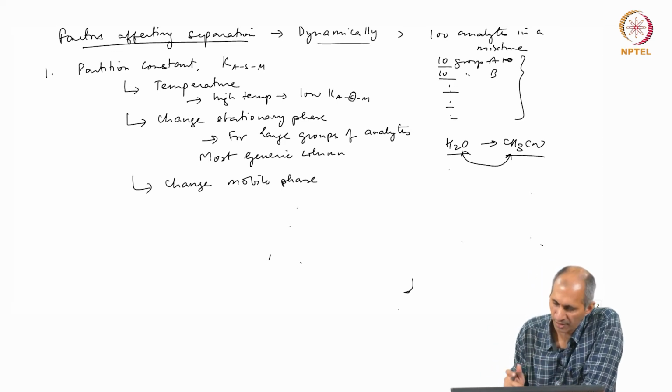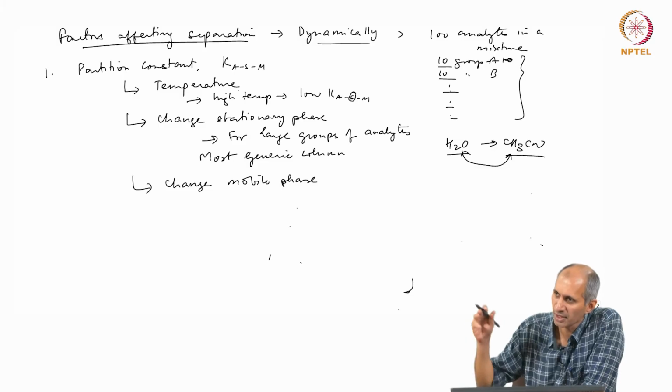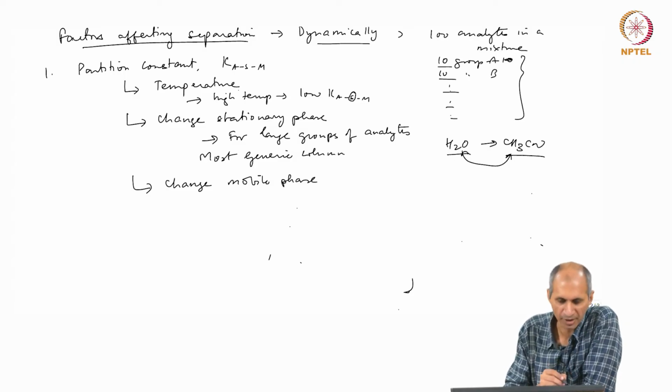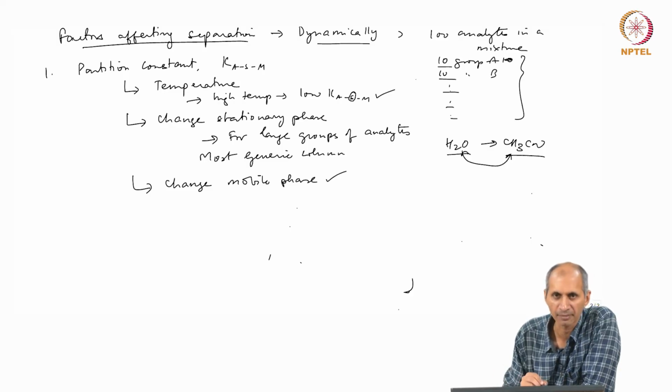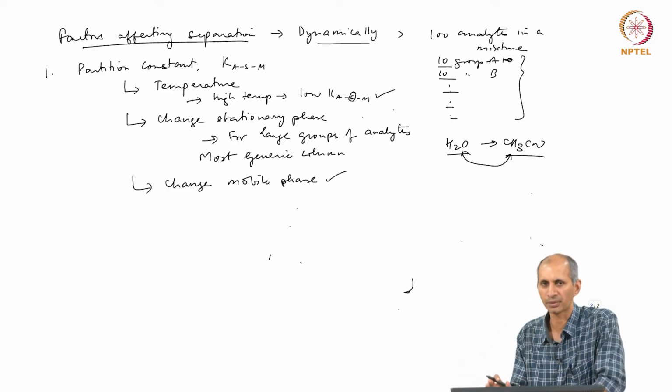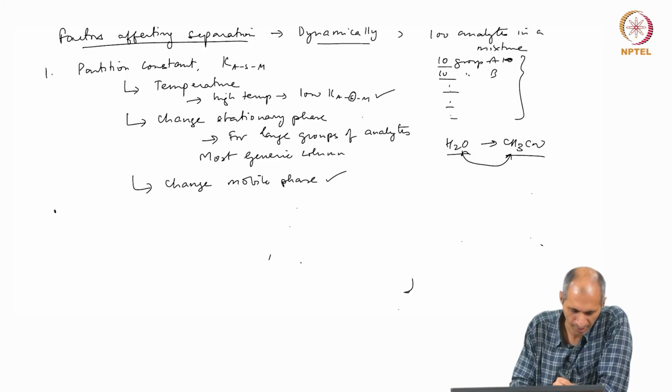Last class we discussed that you can change the temperature gradually, and you can also change the composition gradually. So these are the three things you can do to change the partition constant. You can do this dynamically, and you can do this dynamically too. The stationary phase you have to choose before the analysis is done, if you want one kind of separation. The second factor that you can play around with is the velocity.